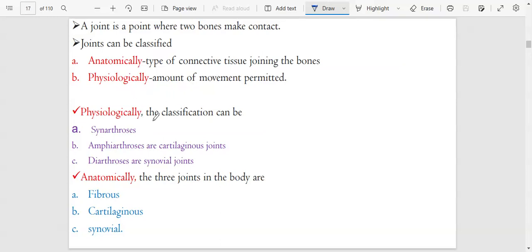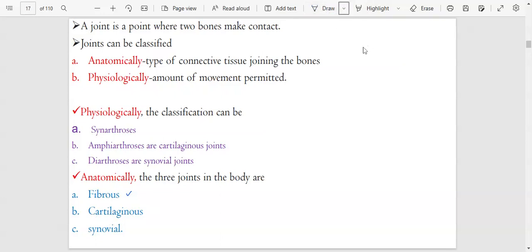Now, physiologically, depending on the movement, we can classify them as either being synostosis, which is mostly fibrous, amphiarthrosis, which is mostly cartilaginous, and diarthrosis, which is mostly synovial. That is physiologically based on their movement. Anatomically, based on the kind of connective tissue they have, we can classify them as fibrous, cartilaginous, or synovial.